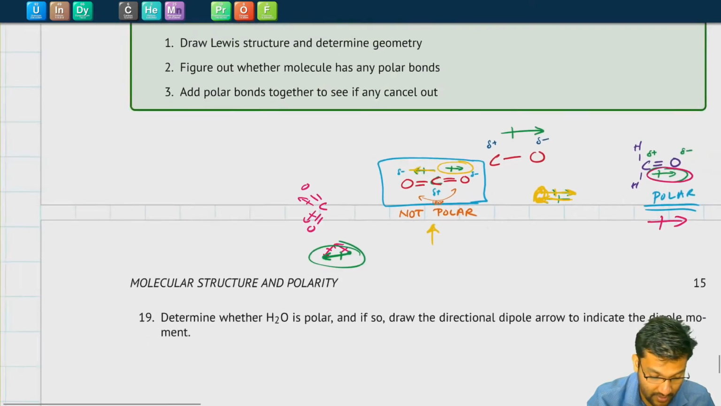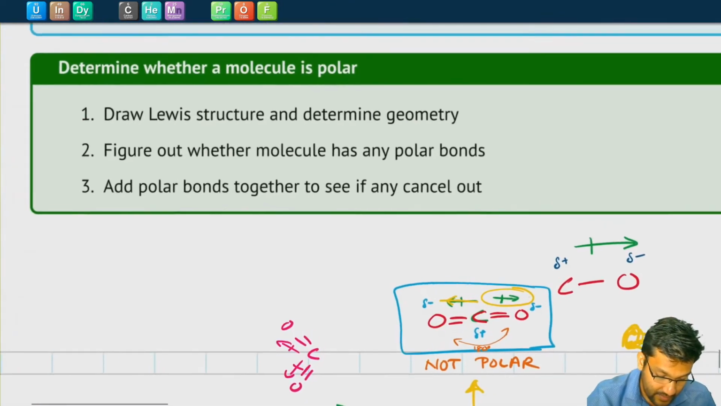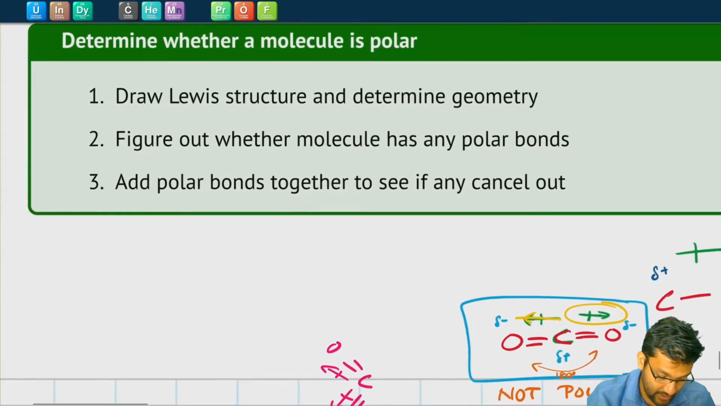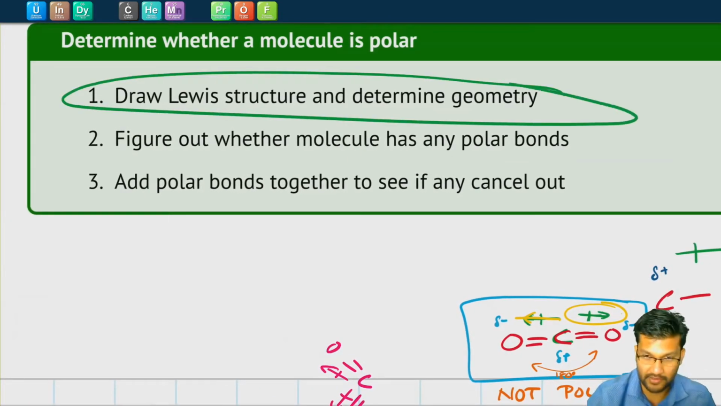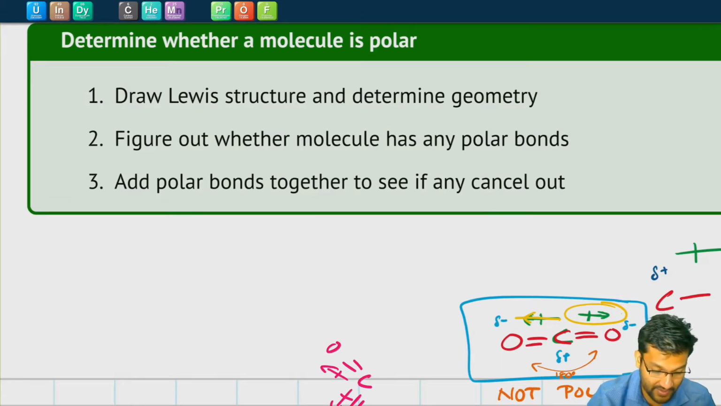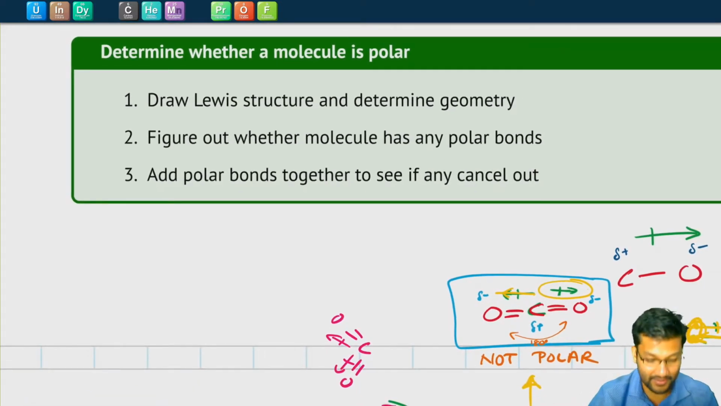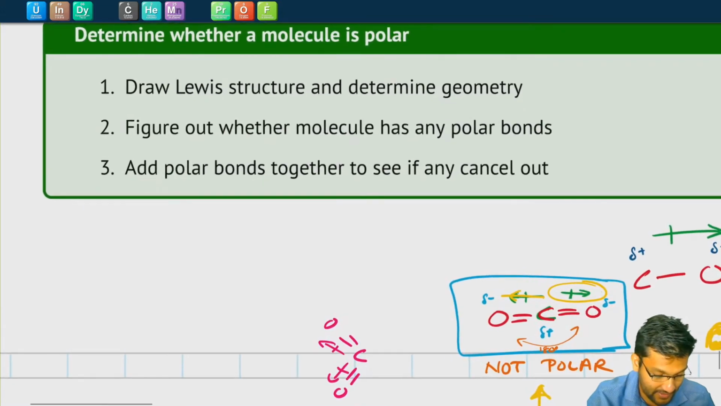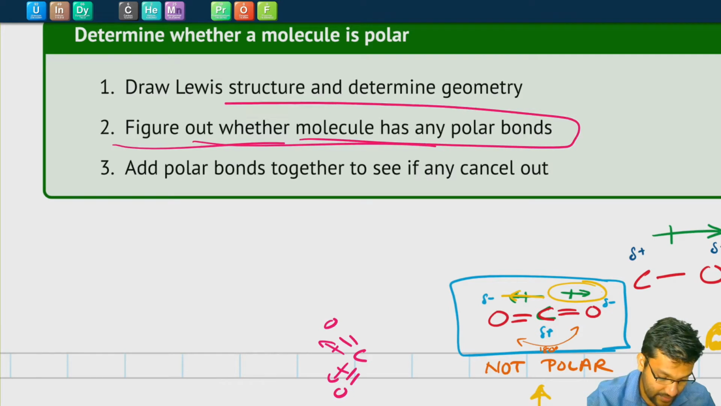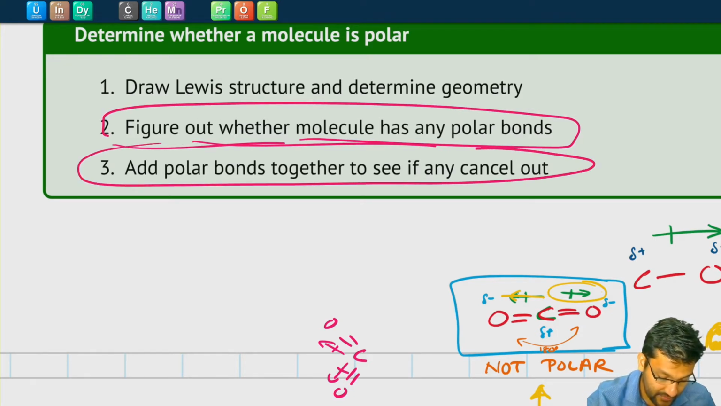So here are some tips in trying to figure out whether a molecule is polar or not. You need to draw the Lewis structure first. And you're probably realizing this is true for a few of the topics that we've covered in this chapter, because guess what? This chapter is focused a lot on Lewis structures. Then you need to figure out whether the molecule has any polar bonds, and then based off of the geometry, whether those polar bonds cancel out or not.